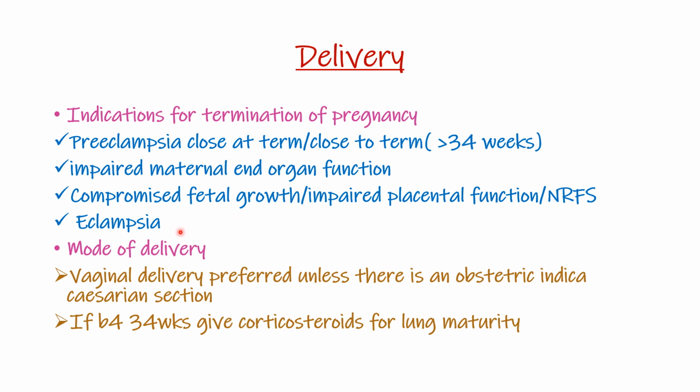So, the mode of delivery. Vaginal is preferred unless there is an obstetric indication. Then cesarean can be preferred. And then if you deliver a pregnancy that is before 34 weeks, you have to give corticosteroids, for what? For lung maturation. In addition to lung maturation, what else does corticosteroid help with? You can comment in the comment section. Apart from corticosteroids helping the child to achieve lung maturity, what else does it prevent? And there are three key ones.